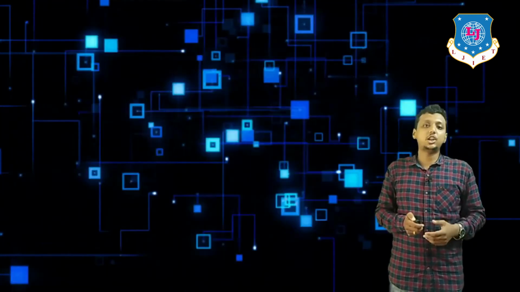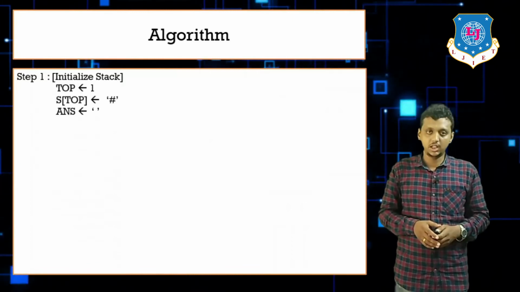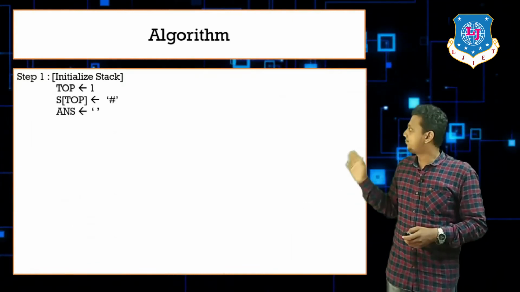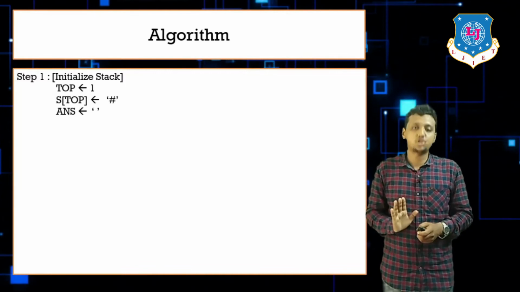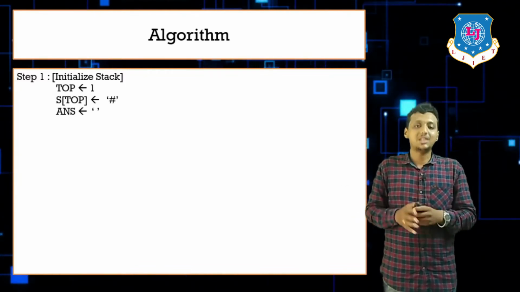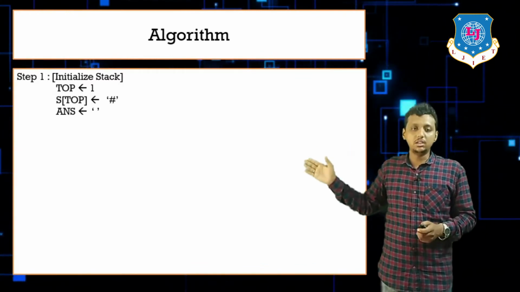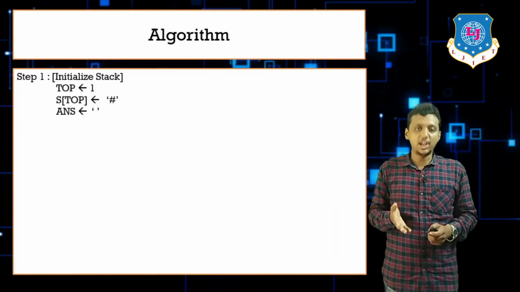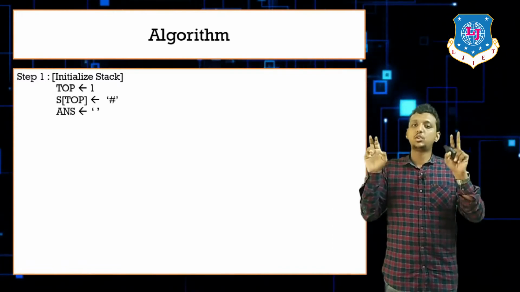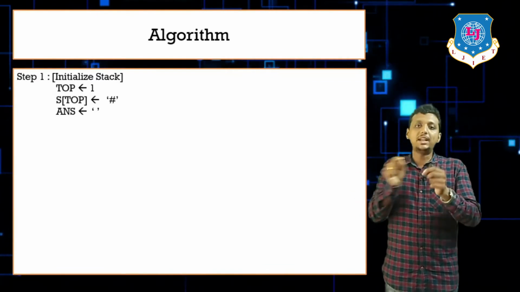Now, let's take a look at the algorithm, how to convert the decimal number to binary. Students, what we do first is initialize the stack with hash. It helps us to get back the values easily. So first initialize the stack: top arrow 1, s of top is equal to hash, and then answer is equal to null. Why did I take the answer? Answer contains all the appended values.